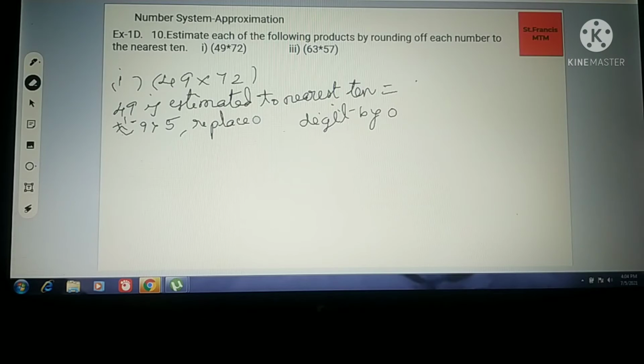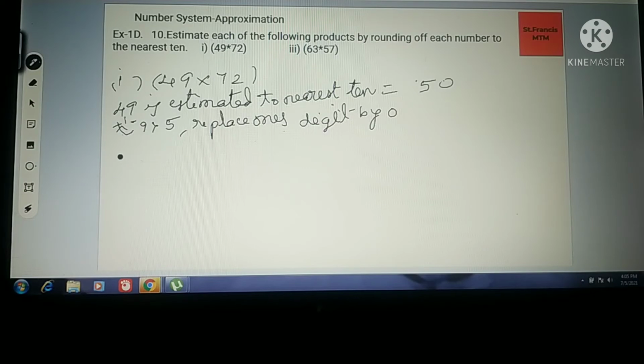The first one is 49 into 72. So we have to estimate this product to the nearest 10. 49 is estimated to the nearest 10. To round to the nearest 10, you have to look at the ones digit and see if it is greater than 5 or not. Here 9 is greater than 5. So you have to add 1 to the tens digit and then replace the ones digit by 0. What you get here? 50.